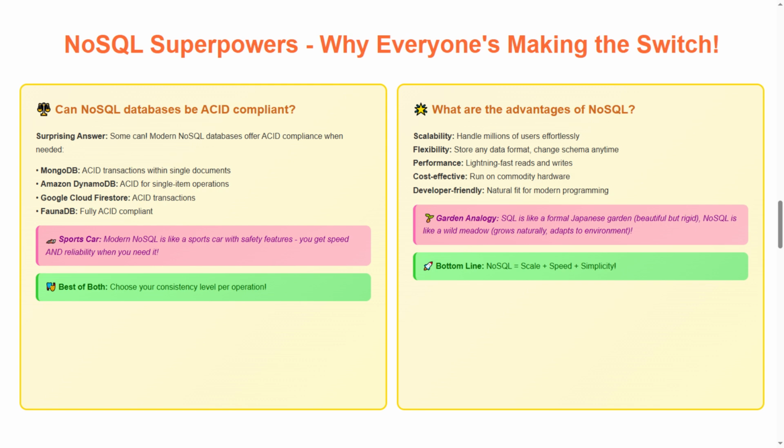Now our garden analogy section. Garden analogy. SQL is like a formal Japanese garden that's beautiful but rigid. NoSQL is like a wild meadow that grows naturally and adapts to environment. And our bottom line section. Bottom line. NoSQL equals scale plus speed plus simplicity.